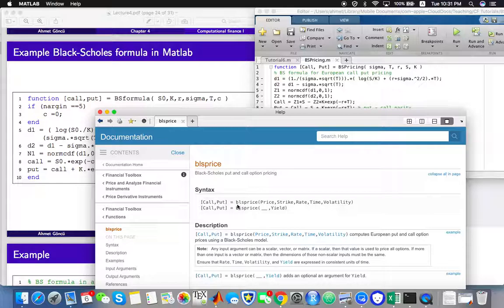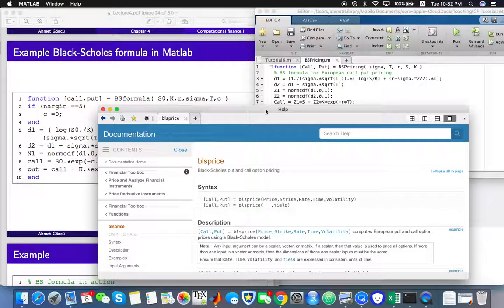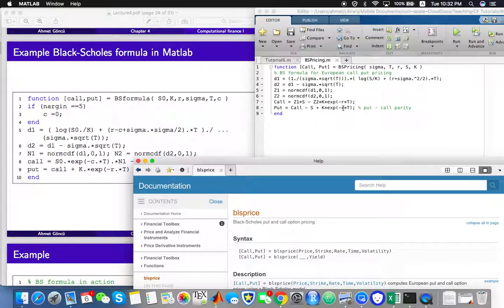So you can call this built-in function with the current price of the underlying stock, the strike price, the risk-free rate, time to maturity, and the volatility. So if we input these, we can obtain the European call and put option prices. But if you don't have the toolbox, then you need to write your own function.